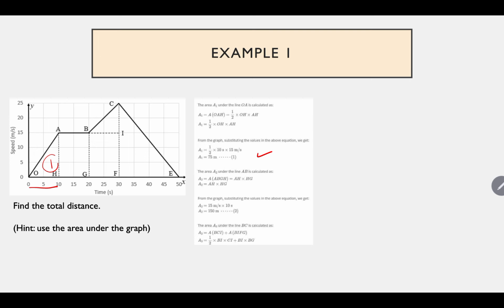For the second area, which is this rectangle, ABGH, ABGH is a rectangle, so base times height, from 10 to 20, that's 10, and the height is also 15, so it's going to give me 150 meters.